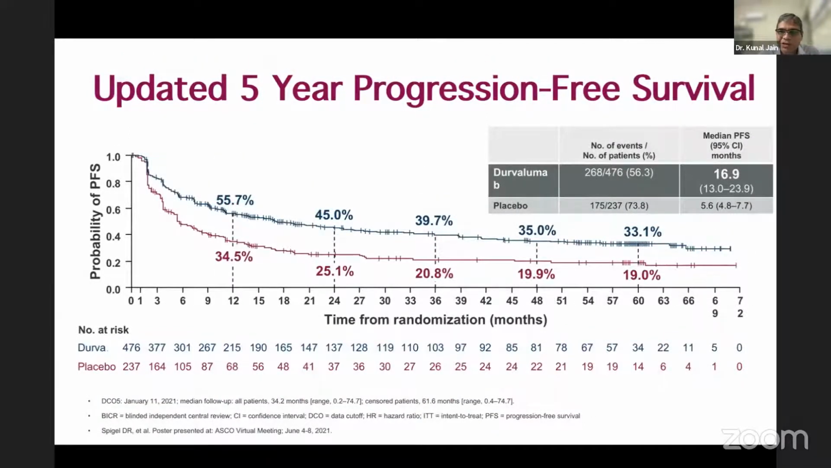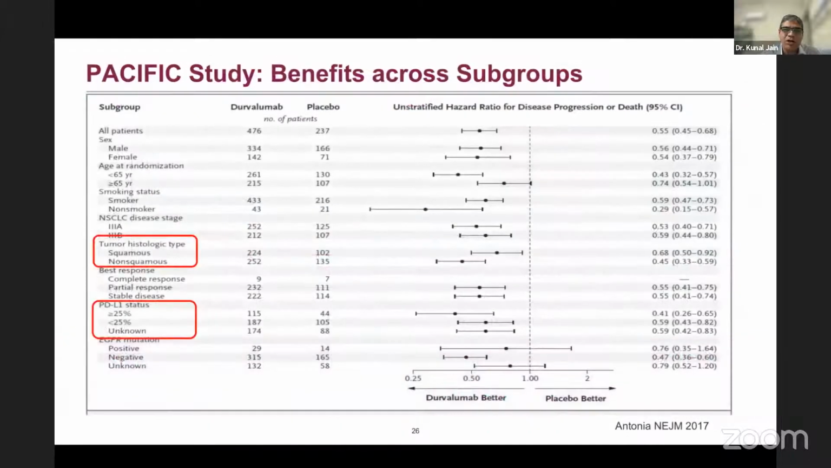In terms of progression-free survival, again, it was almost 3 times as compared to placebo, 16.9 months as opposed to 5.6 months. So the majority of patients who were on placebo post CTRT were progressing within the initial 6 months. More than 50% would progress. And patients had fair representation, with just a marginal increase in non-squamous as opposed to squamous.